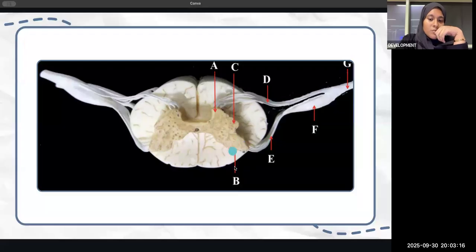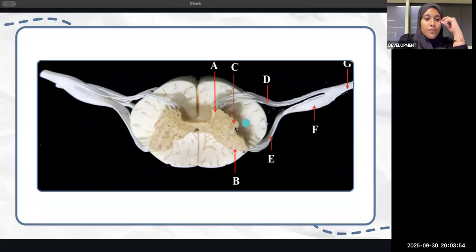So what is B? Dorsal horn. Yes, you're correct, guys. And what is E? Dorsal root. Yes, it's not the rootlet, guys. If the pin was over here, this is the rootlet. It's where it enters the vertebra, but right in the middle is the root. What is D? D should be easy as well. It's in the middle. Yeah, ventral root.